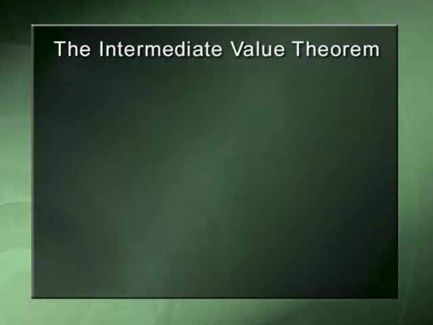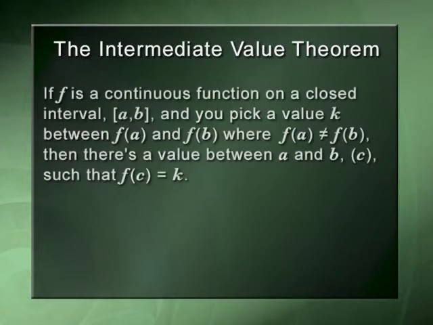Let me show you one of the major applications of continuity in applied mathematics, and it's based on a fairly important theorem called the intermediate value theorem. Here's how the theorem works. If you have a continuous function on a closed interval, and you pick a value in between f of a and f of b, so those better not be equal to each other, and you pick that value, let's call it k, then there's some number c between a and b such that f of c equals k.